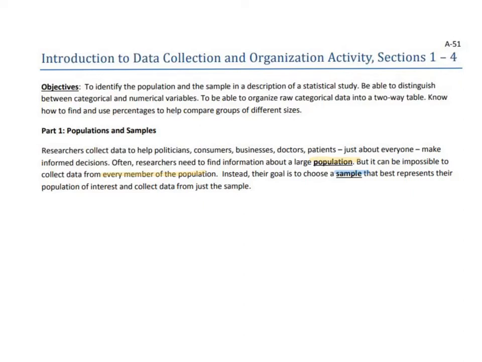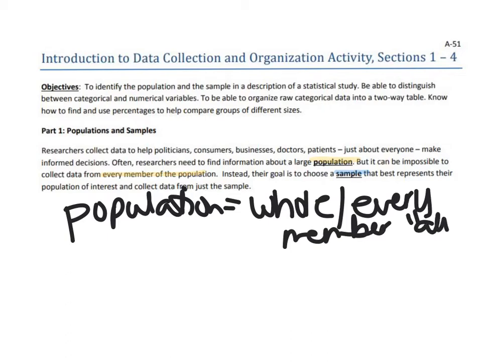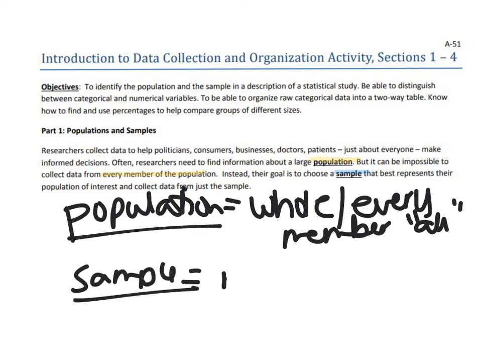So we're going to talk about just your definitions for a minute. So our population, basically think of your population as the whole or every member. Think of it like your all. And then your sample is your part or your segment of the population.